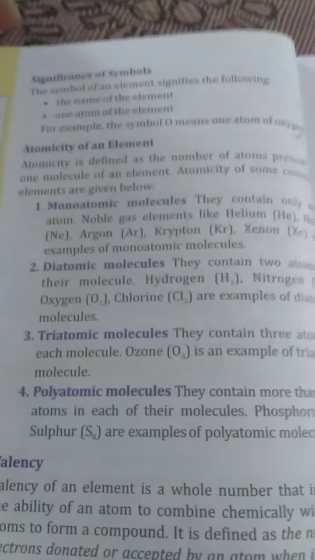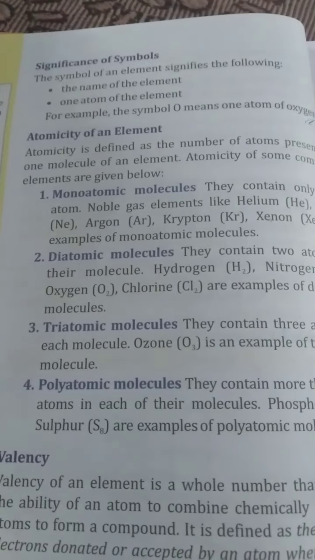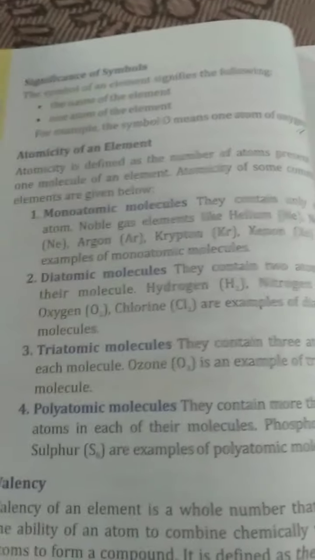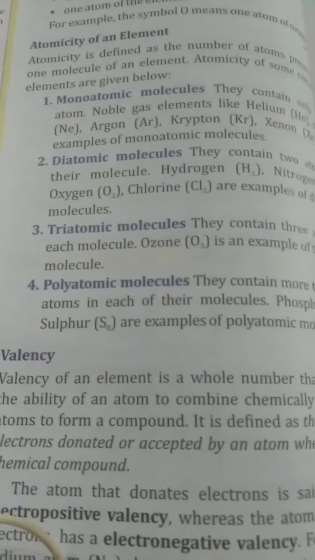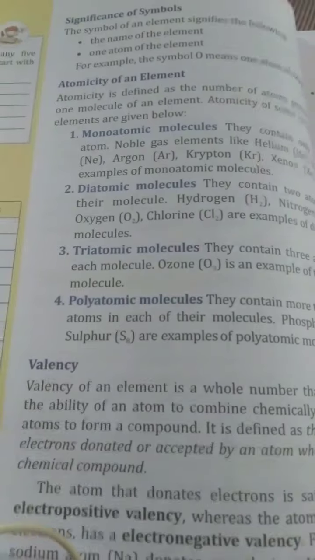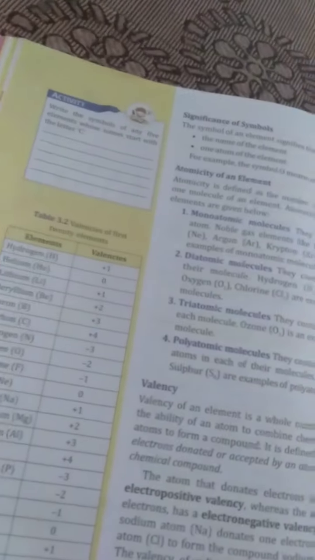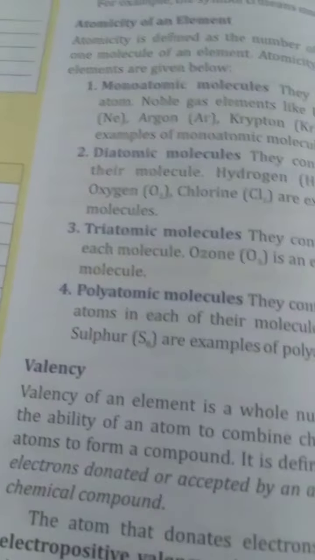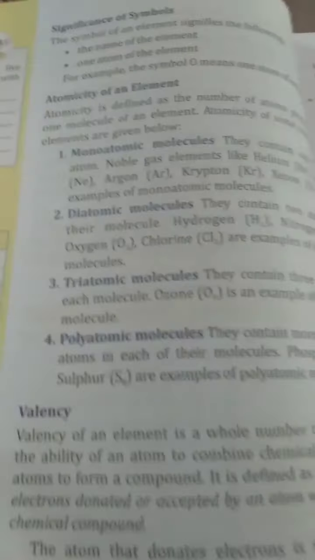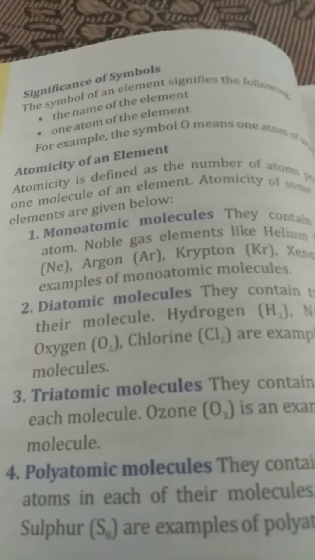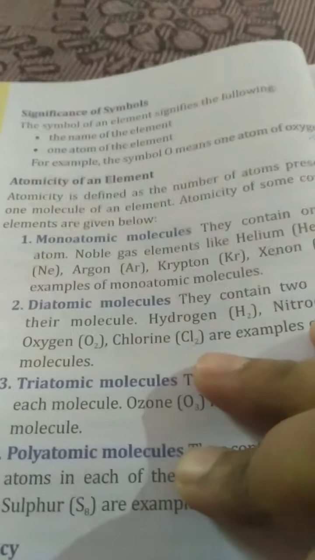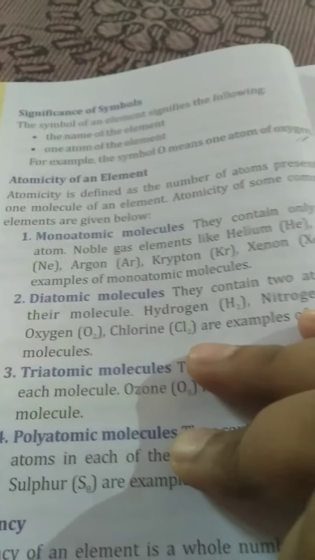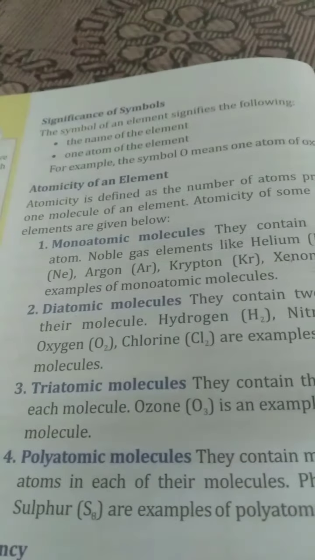Hello students, in this video lecture I will explain the term atomicity of an element and the chemical formula of a compound. This is chapter number 3, Element, Compound and Mixture, page number 34. What is atomicity? Atomicity is defined as the number of atoms present in one molecule of an element. Atomicity of some common elements is given below.